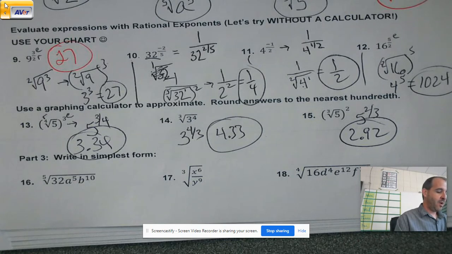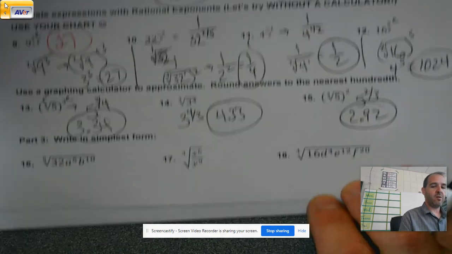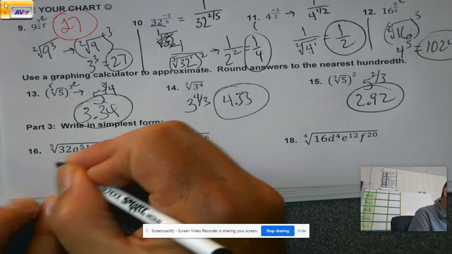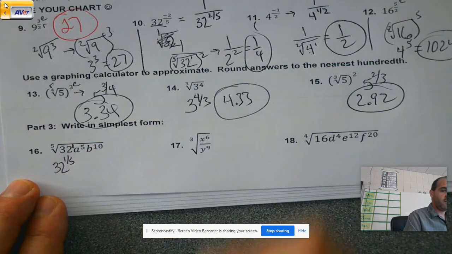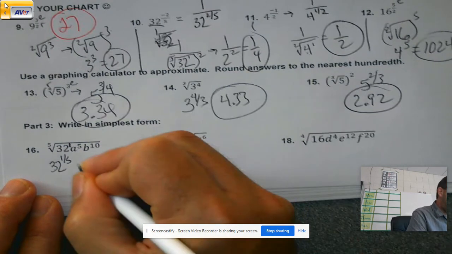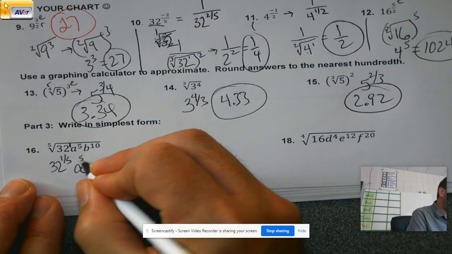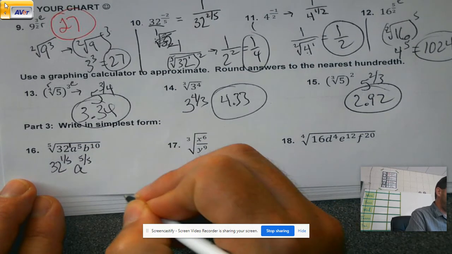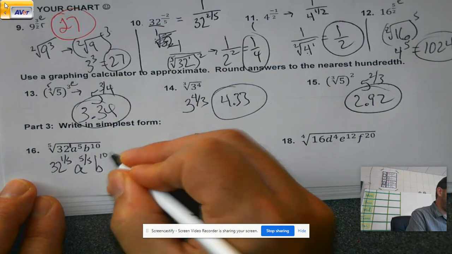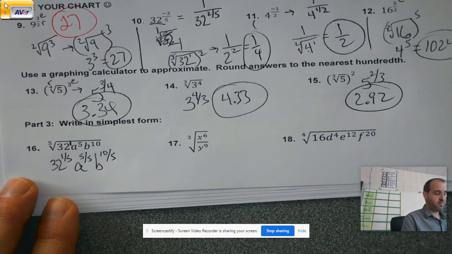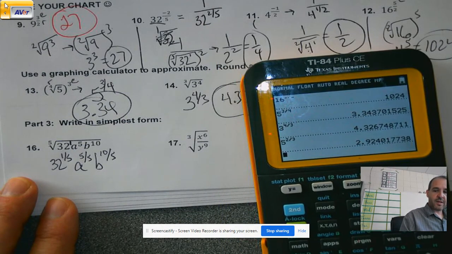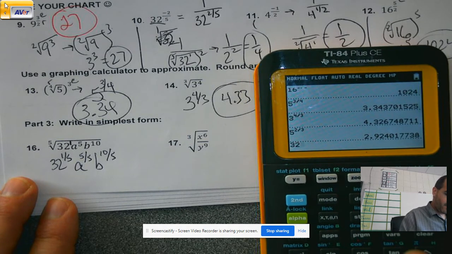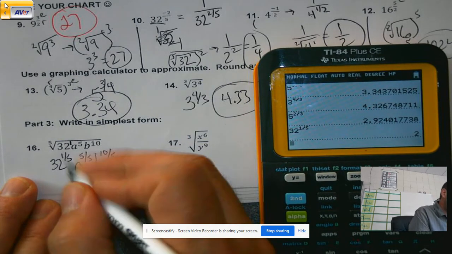Okay, last piece. Write in simplest form. Holy cow, what the? Okay, now remember, we got tools to deal with this. That 32 has a 1 on it, so we've got 32 to the 1/5. A to the exponent divided by root, b to the exponent divided by root. Now again, once I get that chart up, you can take a peek at it, because this would be in that list. Get 2.